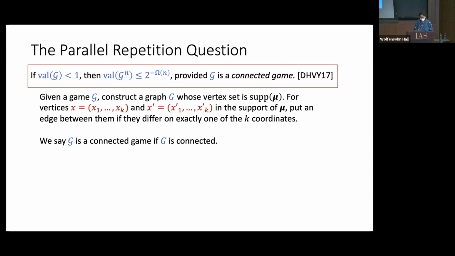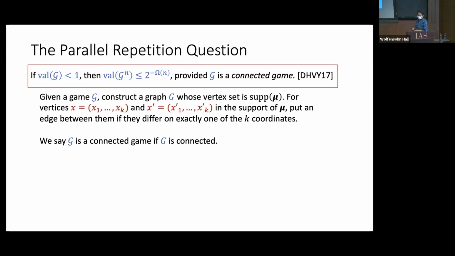Okay. So right, about this result. This is saying that whenever this graph is connected, then you actually have exponential decay for the parallel repetition. And the result they prove is actually stronger. They give a tighter bound in terms of the expansion of this graph G. So that's their result. But for now, I'm just going to look at this result.